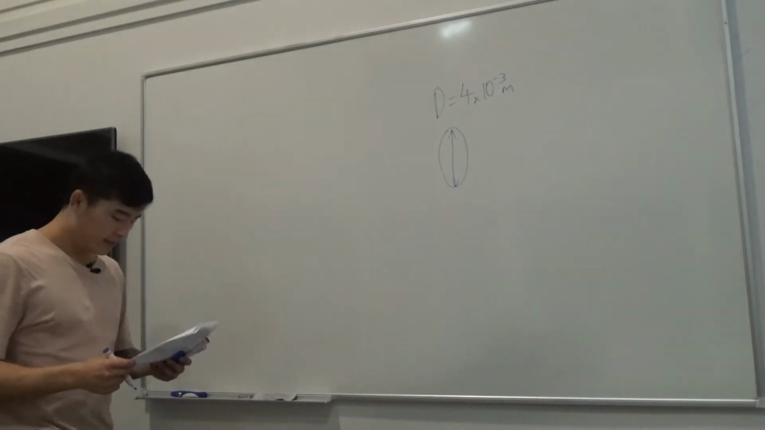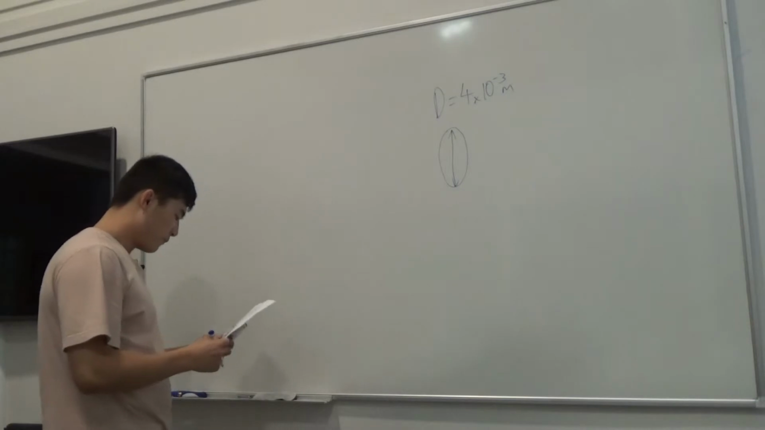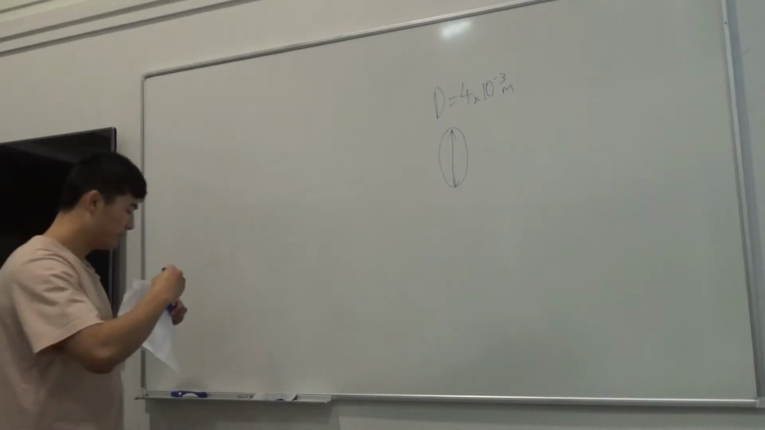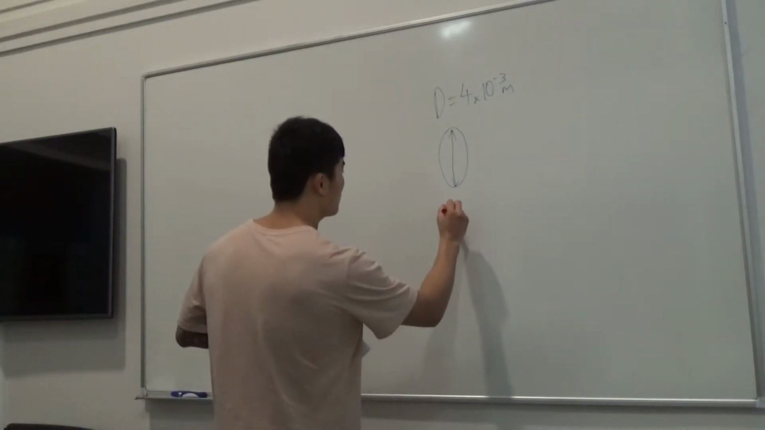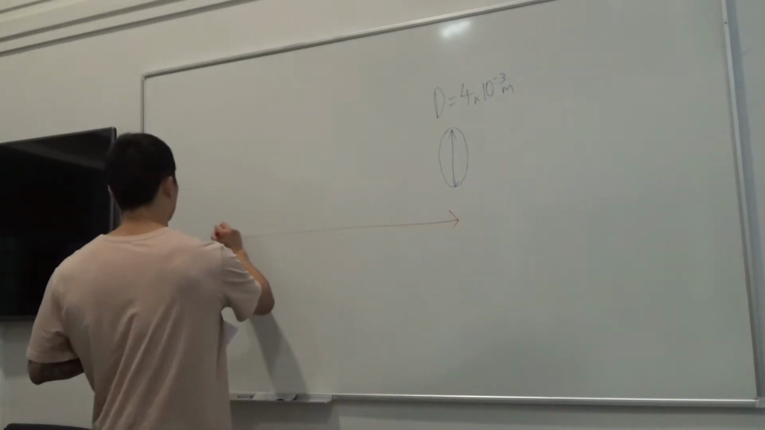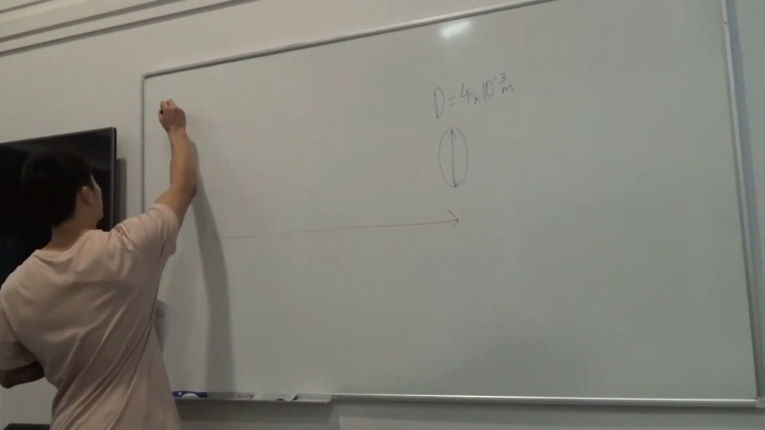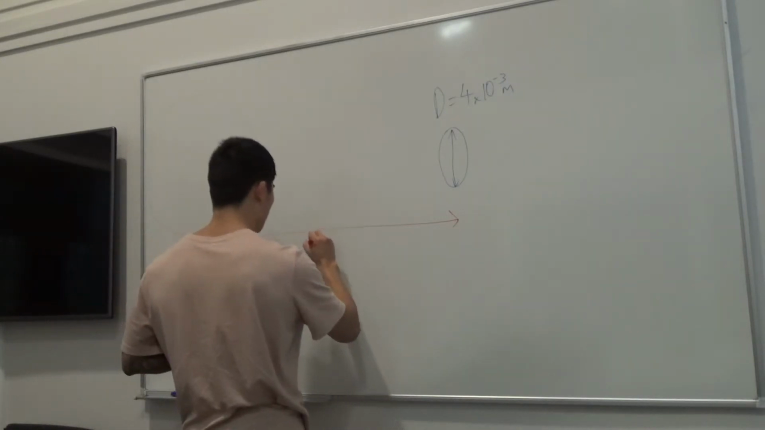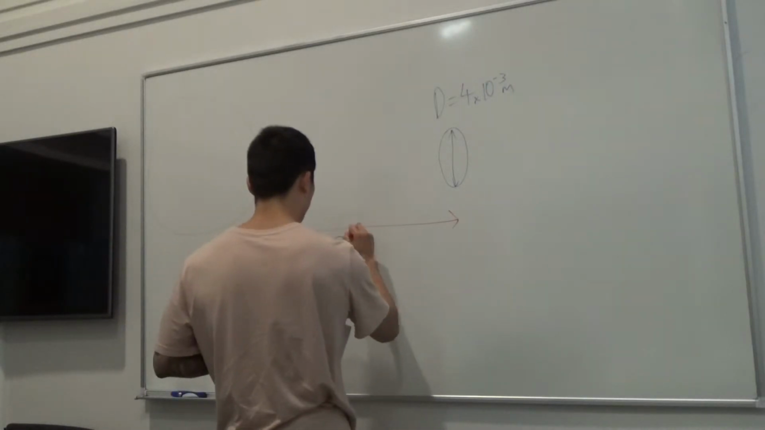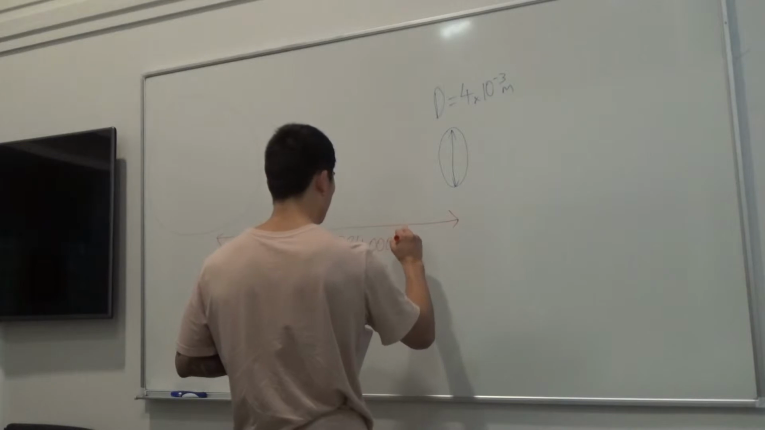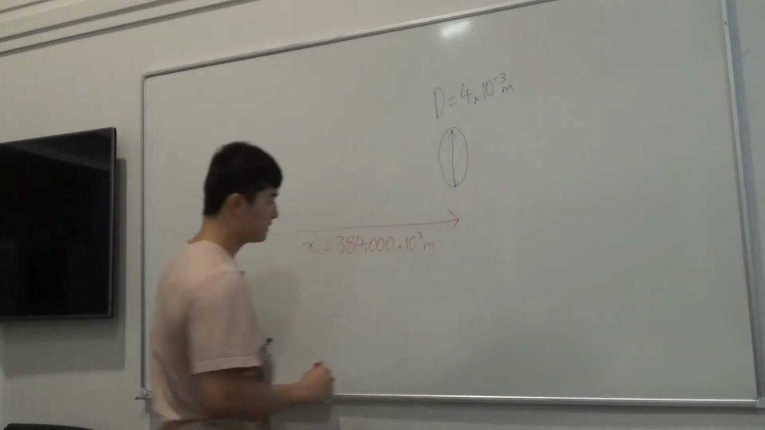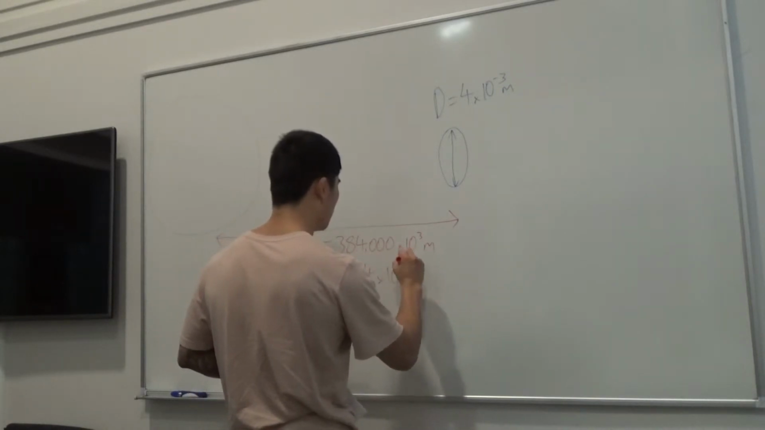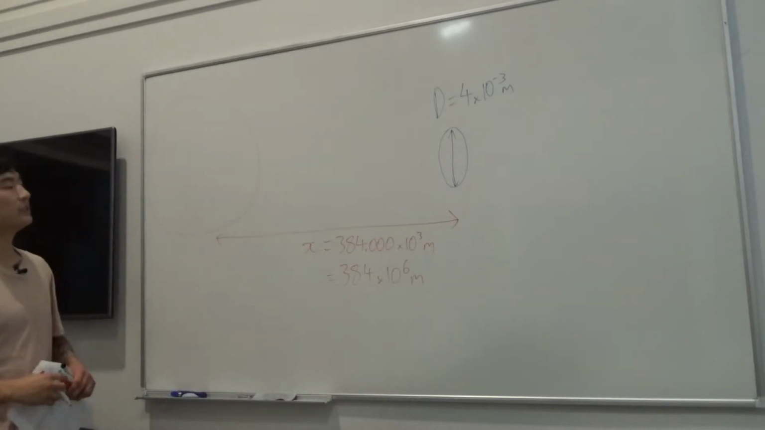Okay, and so the moon is 384,000 kilometers away, so that's here. Alright. So that's going to be your x value. So x is equal to 384,000 times 10 to the 3 meters. Or you could just say 384 times 10 to the 6 meters as well.